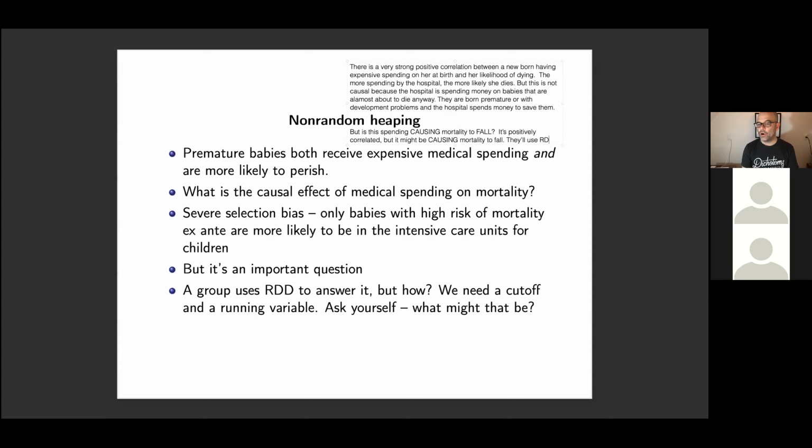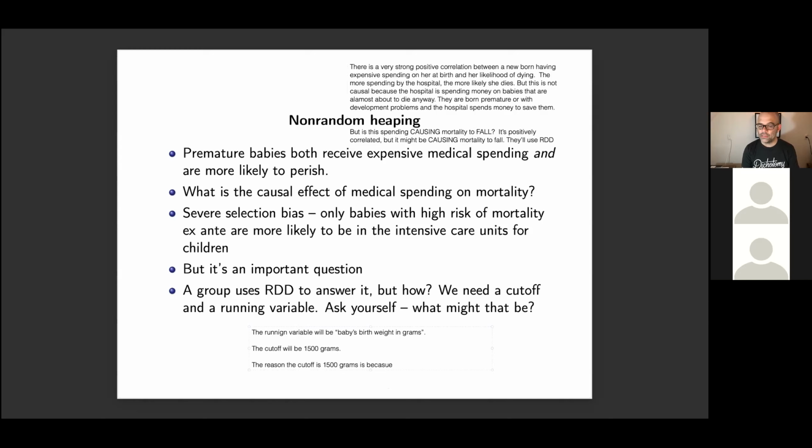They're going to use RDD to test. You've got the severe selection bias, so the group is going to use RDD to answer it. We need a cutoff and a running variable. The running variable will be the baby's birth weight in grams. The cutoff will be 1,500 grams.